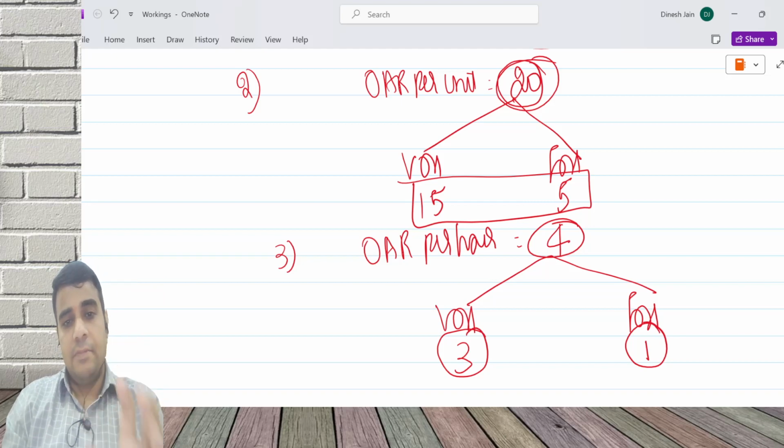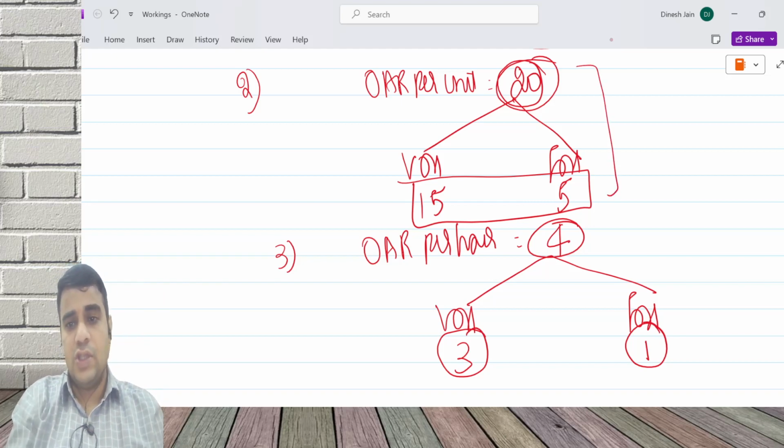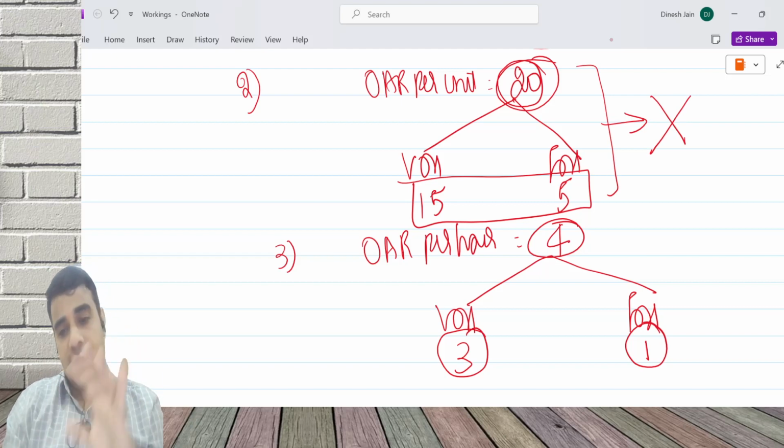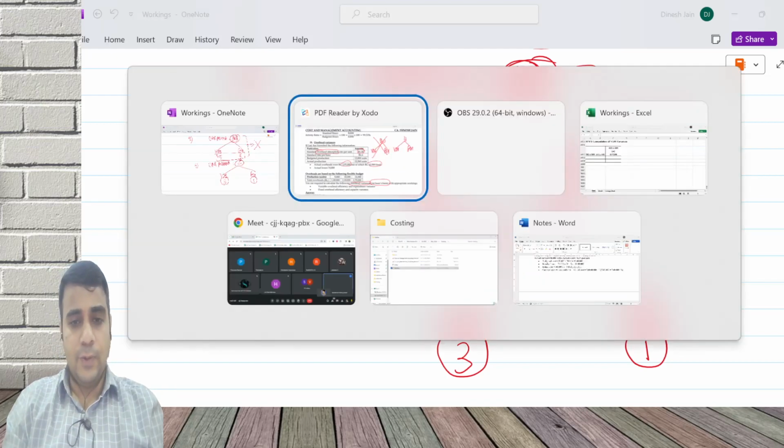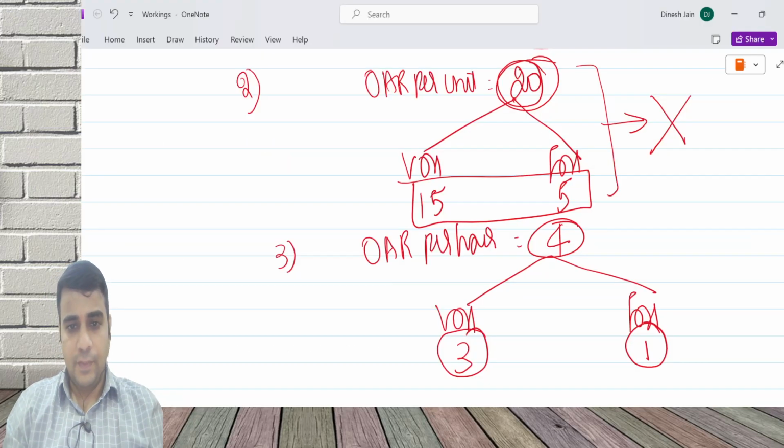I cannot use the per unit figures in the question because the question specifically told us to follow the hours basis. That conversion factor we cannot use. 3 rupees and 1 rupee is the overhead absorption rate. Variable is 3 rupees. Fixed is 1 rupee. Any doubts? I assume you're done with this.